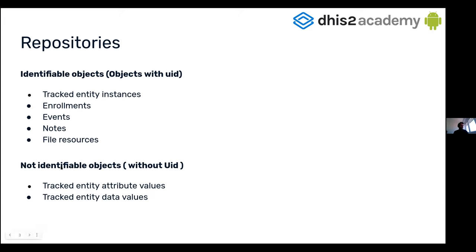And in the not identifiable objects group, we have the tracked entity instance, tracked entity attribute values, and the tracked entity data values. It means that these objects are not identified by a UID, but by a combination of fields. For example, the track identity attribute values are identified by the combination of a track identity instance and an attribute. And the data values are identified by the combination of an event and a data element. Okay.